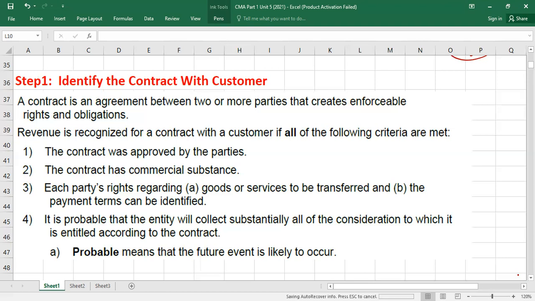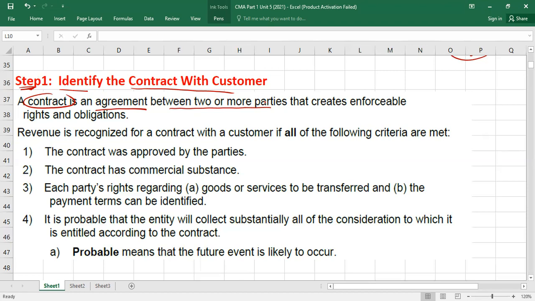So step number 1, I'm going to explain now. Now I need your 100% concentration. And what was the step number 1? Identify the contract with the customers. First of all, the first definition we have here, it is for what? Contract. How we define the contract? Contract is an agreement between 2 or more parties.